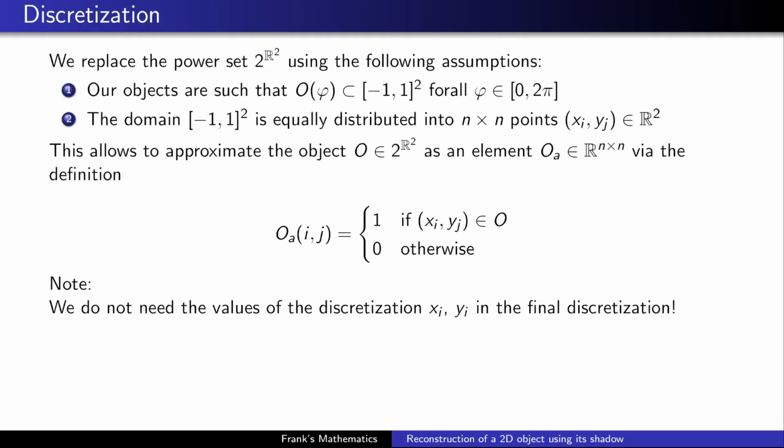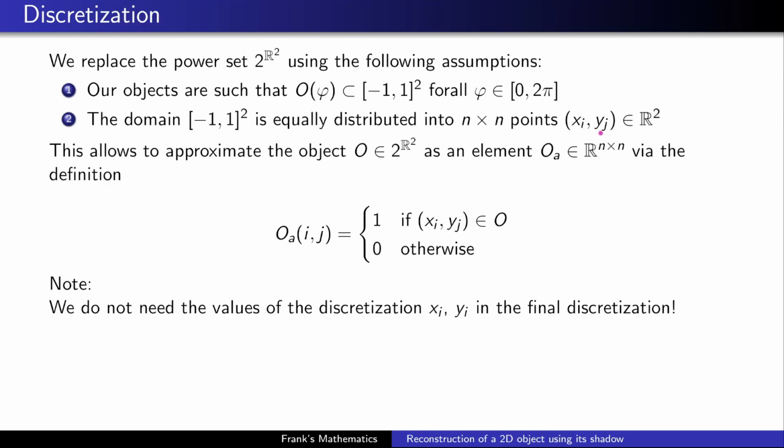First, we start with some assumptions. We assume that our object O lies within the unit square, and not only the object lies within the unit square, also every rotated object, so for all rotation angles φ, O applied to φ lies within this unit square. Now we equally distribute this unit square, this is important, into n times n points. Any spatial variables are called x_i and y_j.